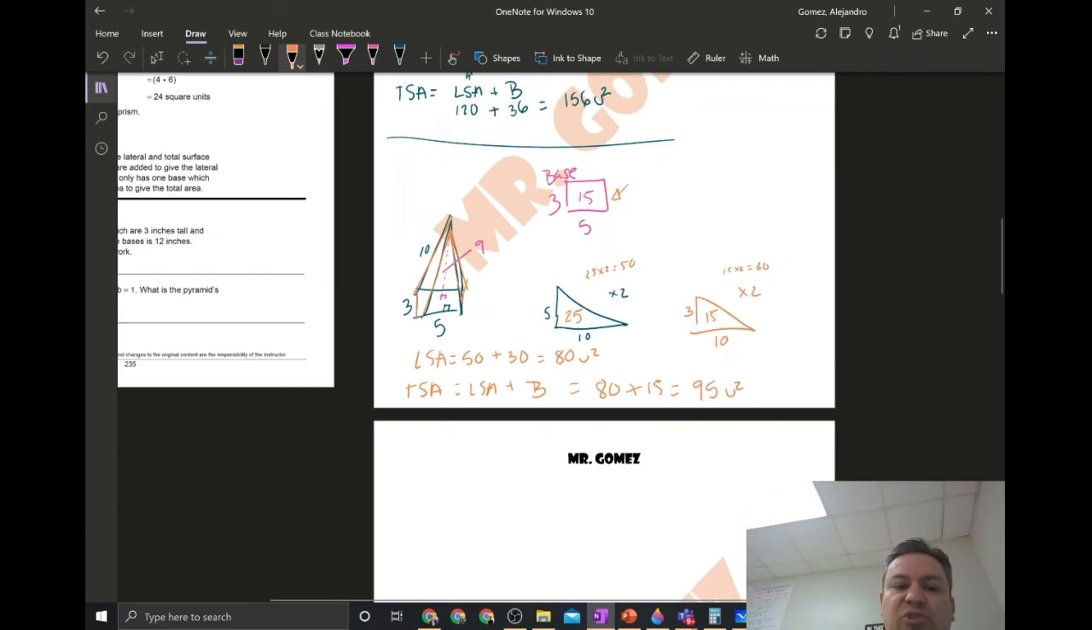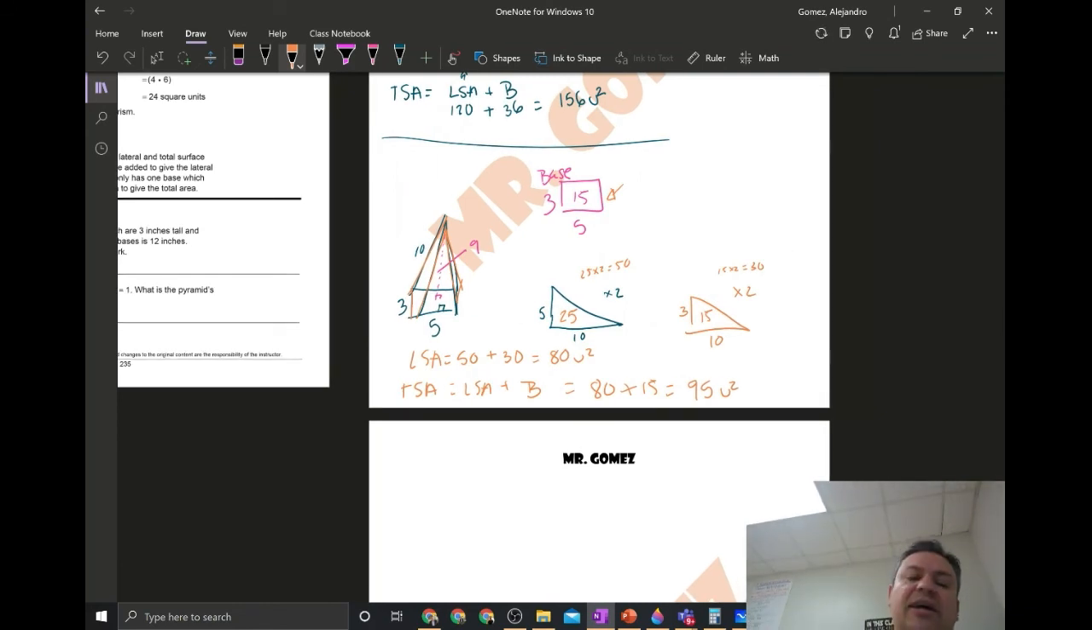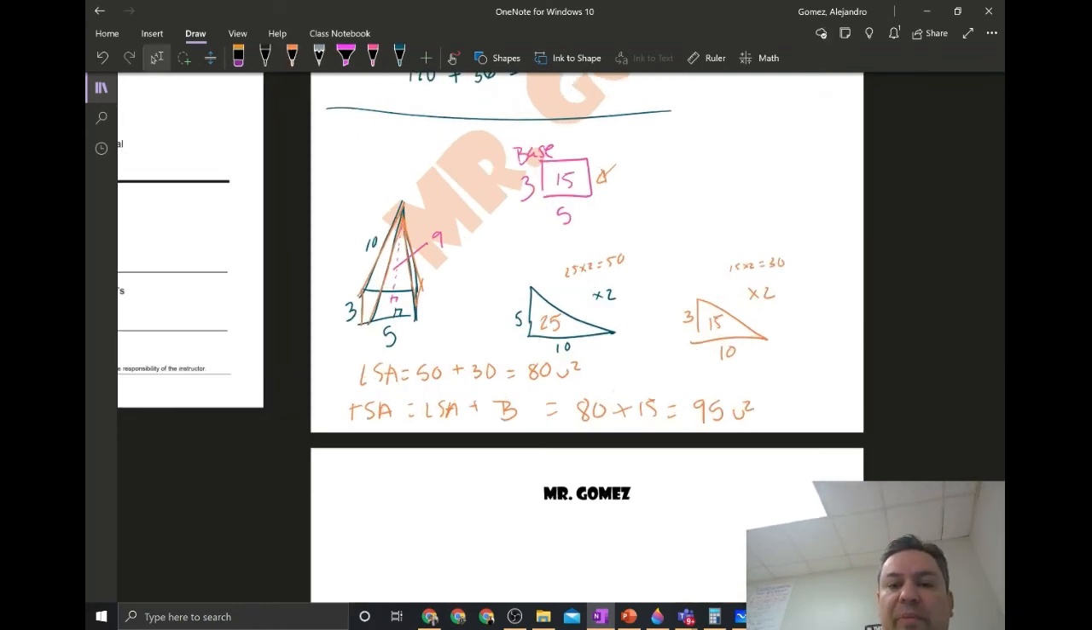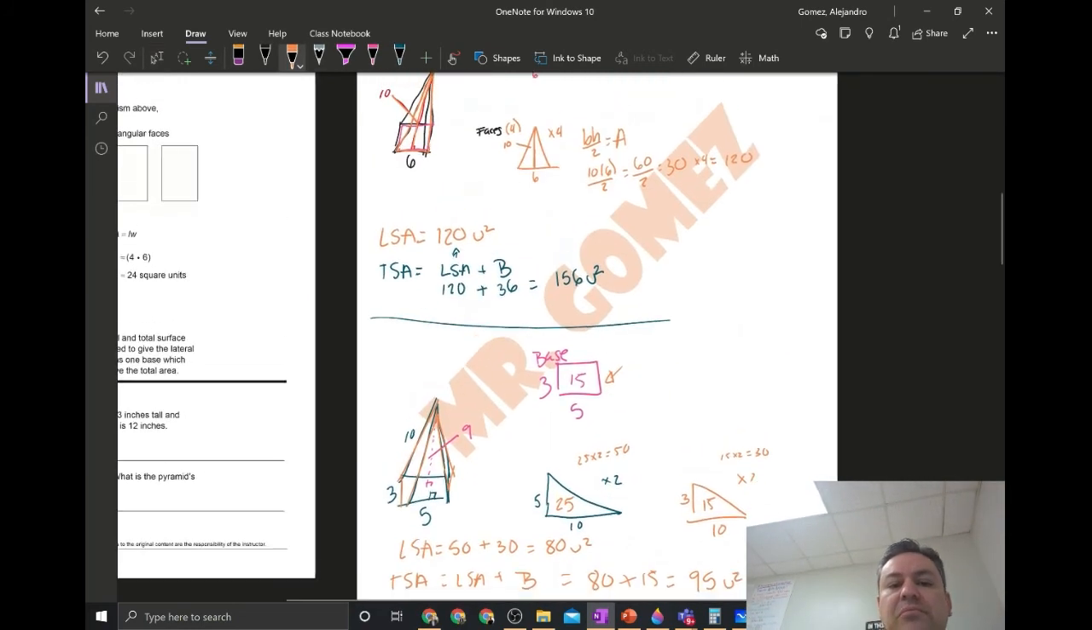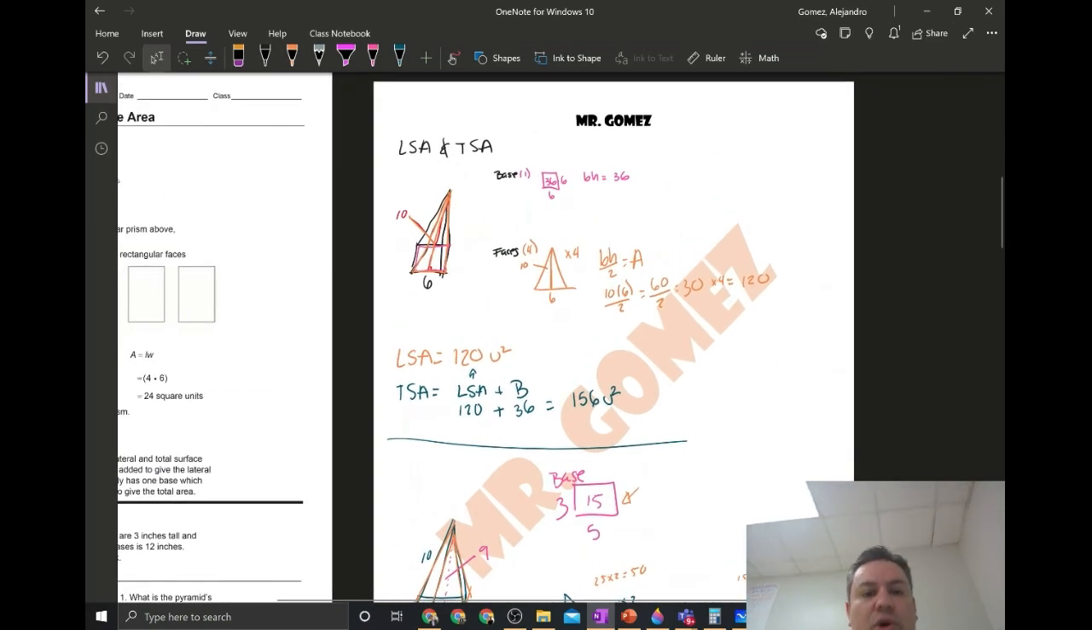So the difference between a square and a rectangular pyramid is that with the rectangular one you're gonna have 2 different faces, 2 times each. Does anybody have any questions about how to find the lateral or total surface area of a pyramid, square or rectangular pyramid?